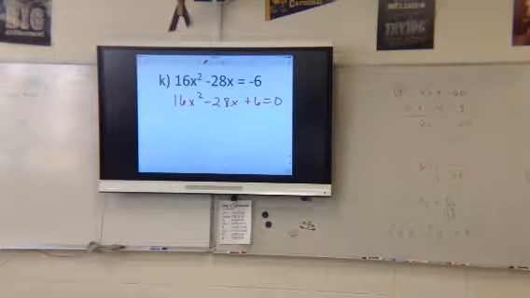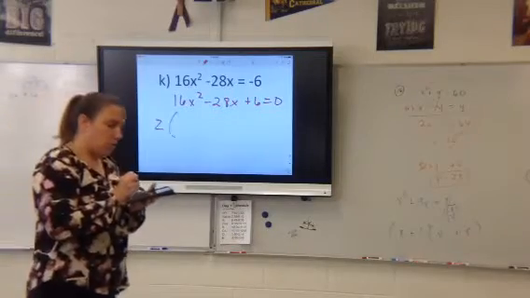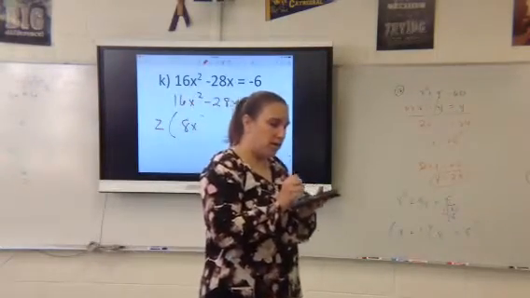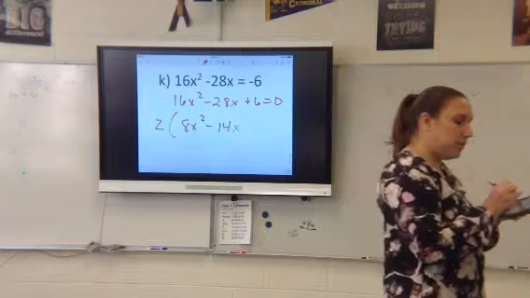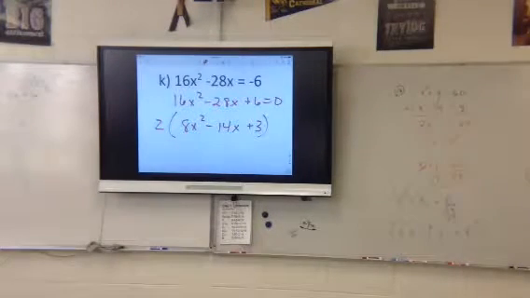Now I heard people yelling GCF. What's your GCF? 2. Yeah, 2. 6 won't quite work. So pull out a 2. So we have 8x squared minus 14x plus 3. I want you to go ahead and take a second and see if you can come up with your list of factors and see if you can come up with something that would work here.